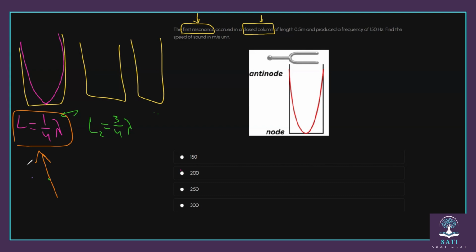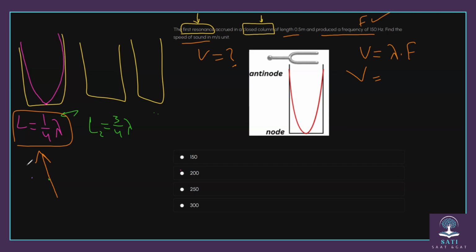Now you go to the question here. The question says it produced the frequency. They gave us the frequency, and they are asking about the speed, the velocity of the sound. The velocity of the sound, or of light or whatever wave, equals the wavelength times the frequency. Now they are asking about V, so V equals lambda times frequency.